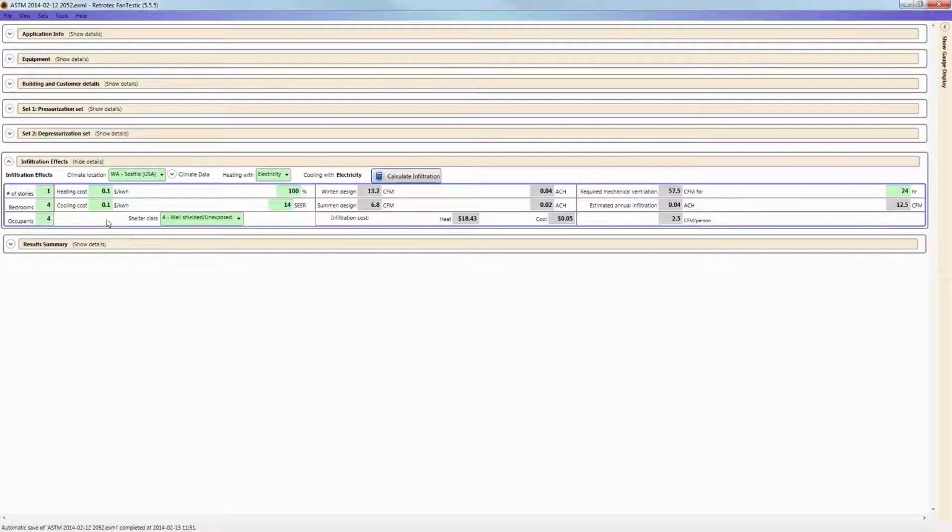So in this case, we've chosen Seattle climate data, heating with electricity, or cooling with electricity, or maybe not. 1-story high, 4 bedrooms, heating 10 cents a kilowatt hour, $0.10, 100% efficiency, cooling cost the same thing, 14 SEER. Winter design, summer design, this is pulled in from the climate data. You can enter your own if you want to.